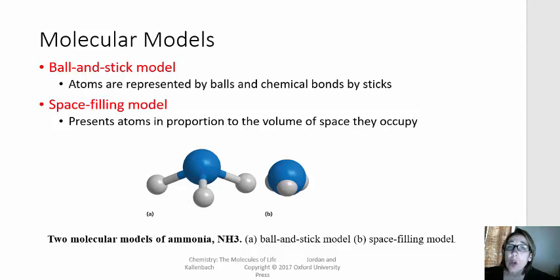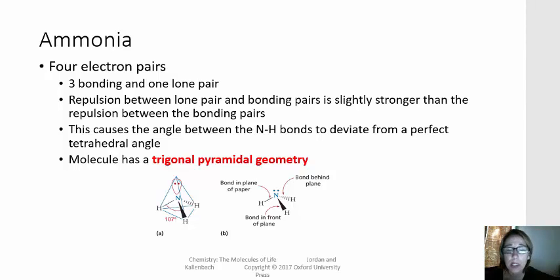Now, it's important to know that the lone pair is there, even though we don't show it in our molecular ball and stick model, because that lone pair still repels, and it actually repels more effectively than the bonding electrons. So when we look at the bond angles in ammonia, they are actually less than 109.5 because this lone pair is more effective at repelling.